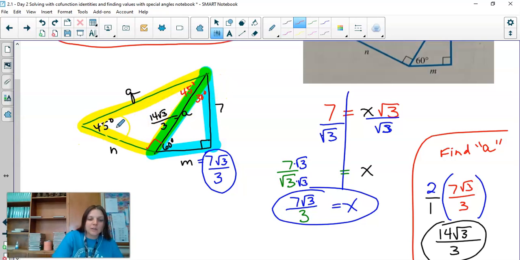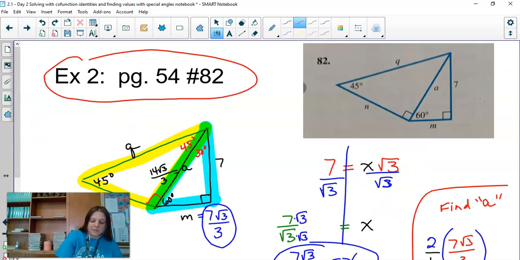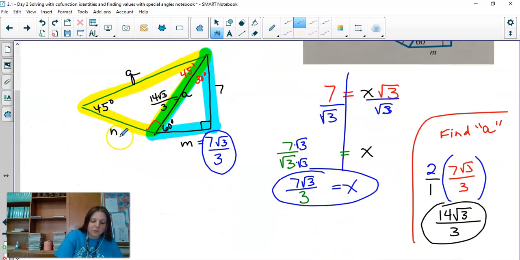The reason that's good is because in a 45, 45, 90 triangle, the 2 sides, the 2 legs are congruent. So whatever we get for this leg, this other leg will have the same value. We know what this side is. We can now fill in that other missing piece. So remember, we just found this side. It was 14 root 3 over 3. So that means this side is also 14 root 3 over 3. All we need to find then is side Q, the hypotenuse of the 45, 45, 90 triangle.